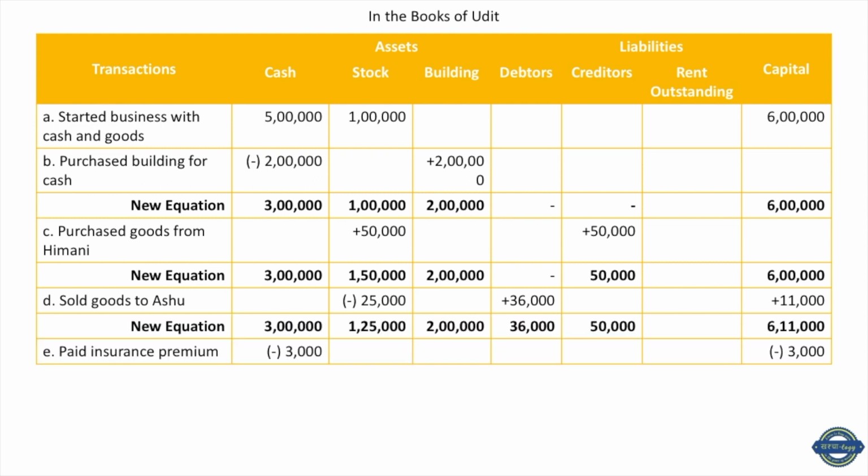He paid insurance premium. Since this is an expense that belongs to this accounting period, we will deduct this expense from the capital column, and he has paid this, so we will deduct rupees 3,000 from the cash column.